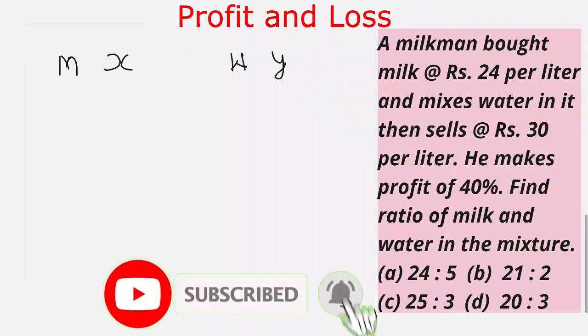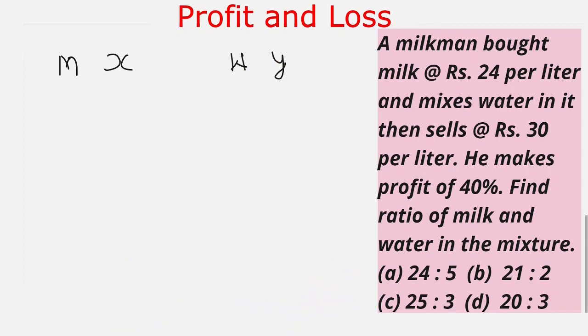Let the quantity of milk be x liters and the quantity of water be y liters. Then the cost price of milk is 24 multiplied by x, which is 24x, as the milk is purchased at the rate of rupees 24 per liter. Now the profit earned is 40%. It means that the amount received is 140%. So the selling price comes out to be 24x multiplied by 140 upon 100.